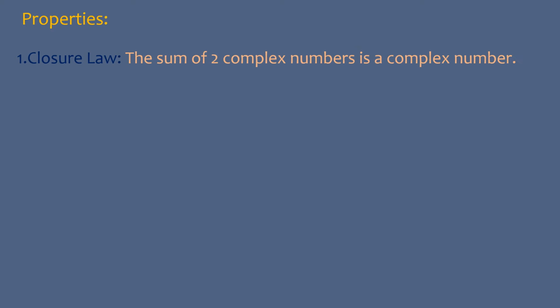Let us now have a look at the properties of addition of complex numbers. The first property is closure law, which states that the sum of two complex numbers is a complex number, which means the addition of two complex numbers, say z1 and z2, is again a complex number.